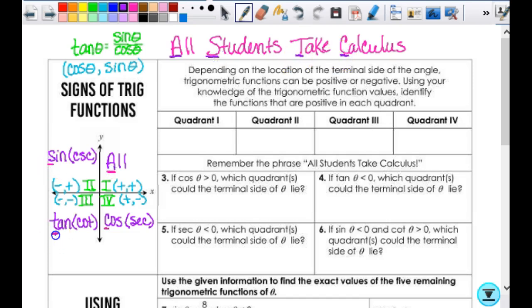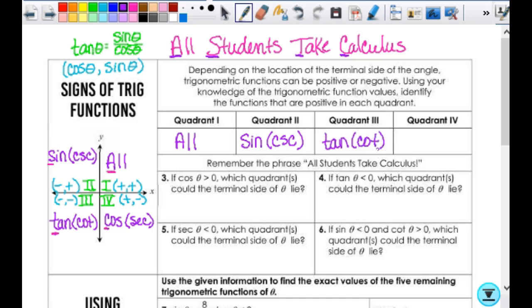All Students Take Calculus. So you can get those letters in the right quadrants so you know what's positive and what's negative. So what we get from this, then, is that in quadrant 1, all of the functions are positive. In quadrant 2, it's sine, because sine is the y value, and your y values are what are positive here. So it's sine and the reciprocal, which is cosecant. In quadrant 3, sine and cosine are both negative, which means that when you combine them to get tangent, you get that tangent is positive, and its reciprocal, which is cotangent.